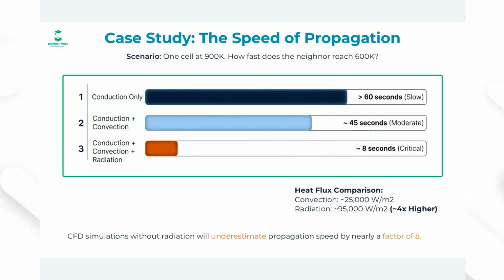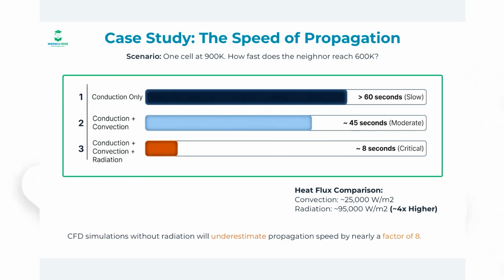Now, if we add convection to our physics, heat moves faster across the air gap. The time that you have drops to 45 seconds. And again, this looks like a manageable amount of time for emergency cooling to happen. But if you were to model with the full physics, adding radiation to the mix as well, the timeline collapses to 8 seconds.